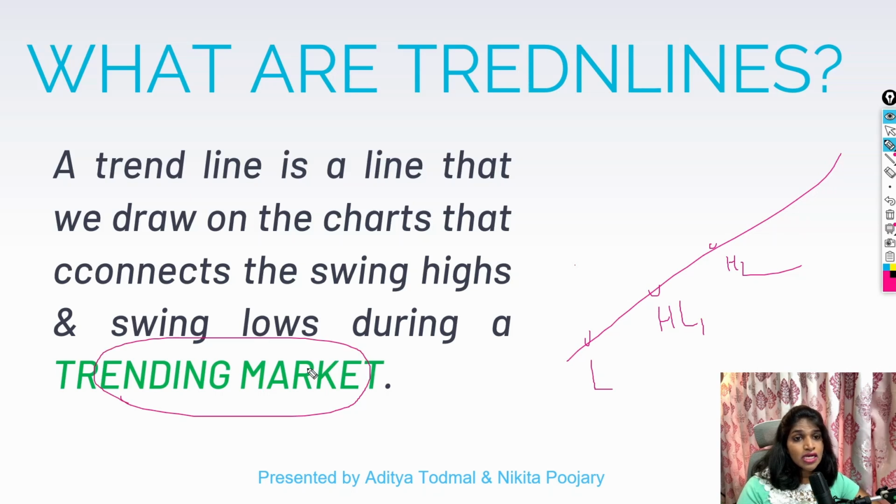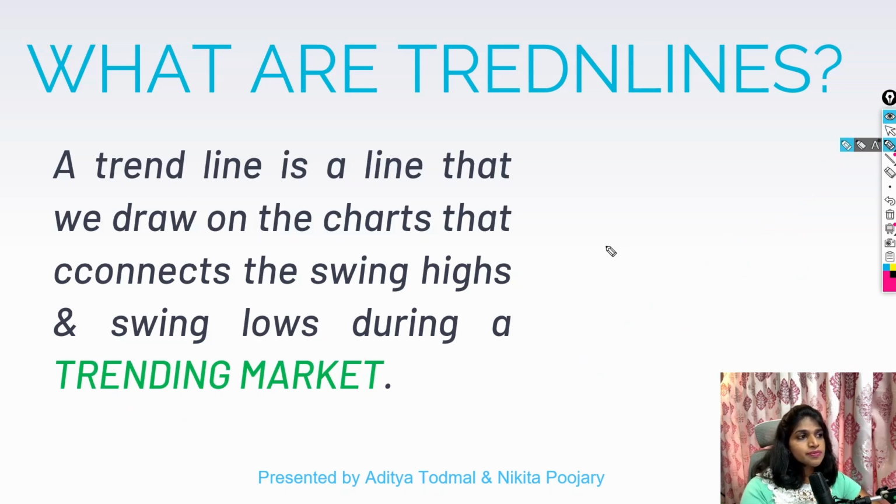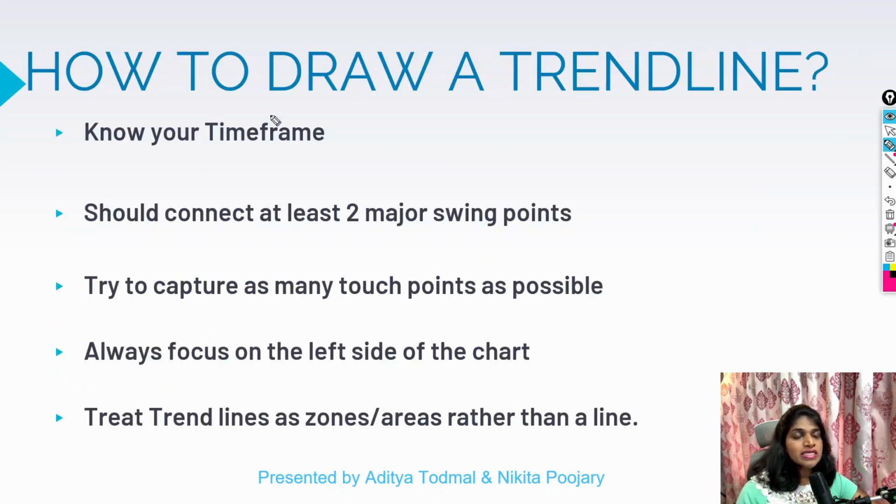It helps us to identify in which trend the market is. Now I will also explain what the difference is between a trend line and a support and resistance line. So what are the basic rules to remember before drawing a trend line?